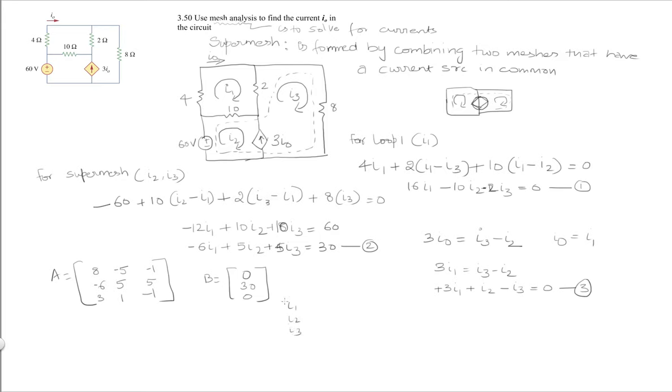So my I1, I2, I3 array is nothing but A inverse times B, which if I plug into MATLAB, I get the value of I1 to be 1.731. I don't really care about the others for now because all I'm being asked to find is what I1 is, which is what I0 is. So my answer is I1 equals 1.731, which is also what I0 is, and that's in amps.